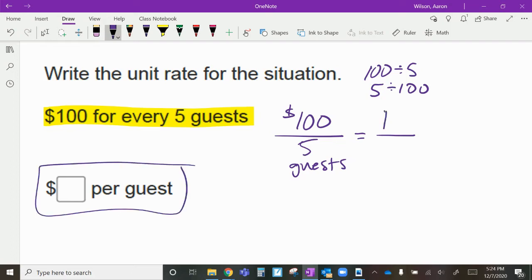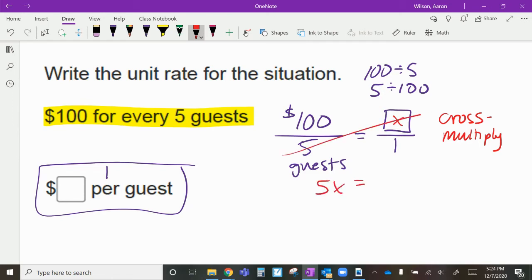So we know the blank goes up here. Well, per guest means for just one guest, so the 1 goes right there. And the reason I'm doing this is because now I'm going to cross multiply. So this is the unknown, and we're going to use x for the unknown. And it's 5 times x, 5x, and it's going to equal 1 times 100, which is 100. So then you can clearly see we are now going to divide both sides by 5.